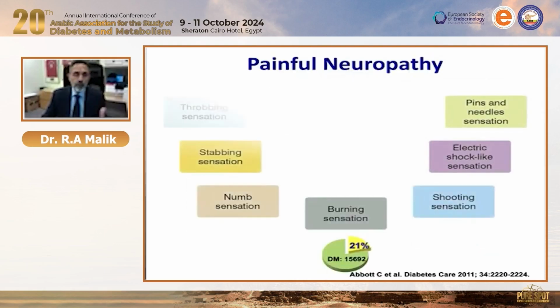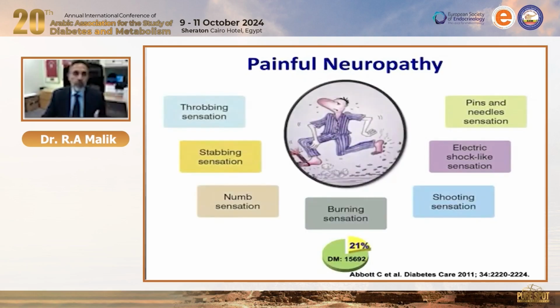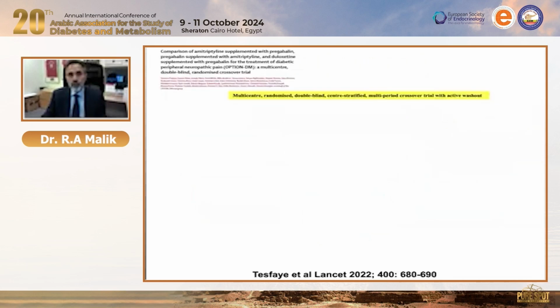If we then look at painful neuropathy, of course, this troubles 21% of people in Caucasian studies, but in fact, in this region, we showed the prevalence was close to 40%. So how can we treat this? Well, the best study to date appears to be the Option DM study, which essentially looked at all the evidence-based treatments that we have, which are essentially tricyclic, amitriptyline, duloxetine, or pregabalin.